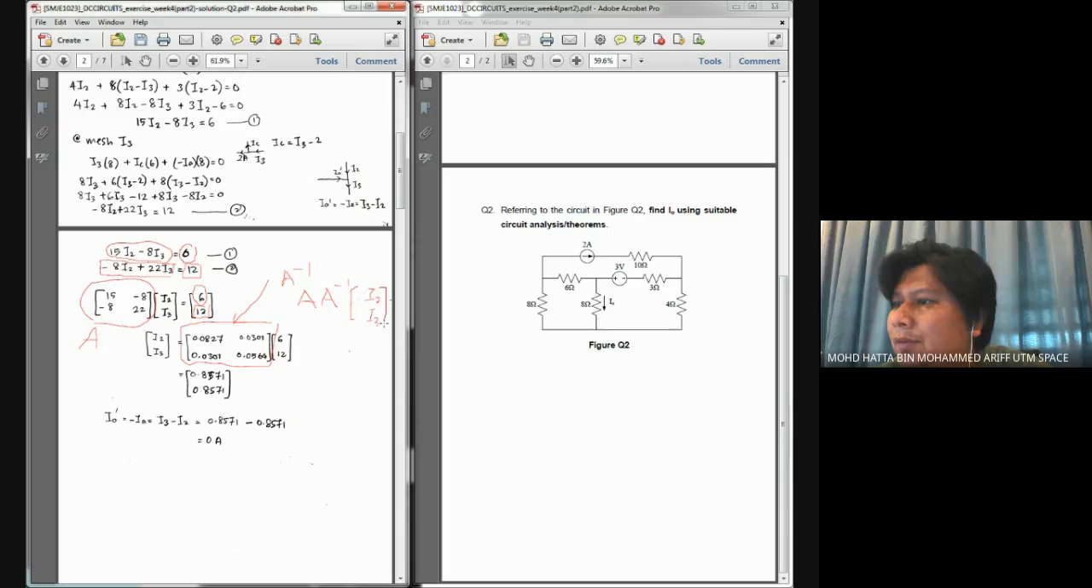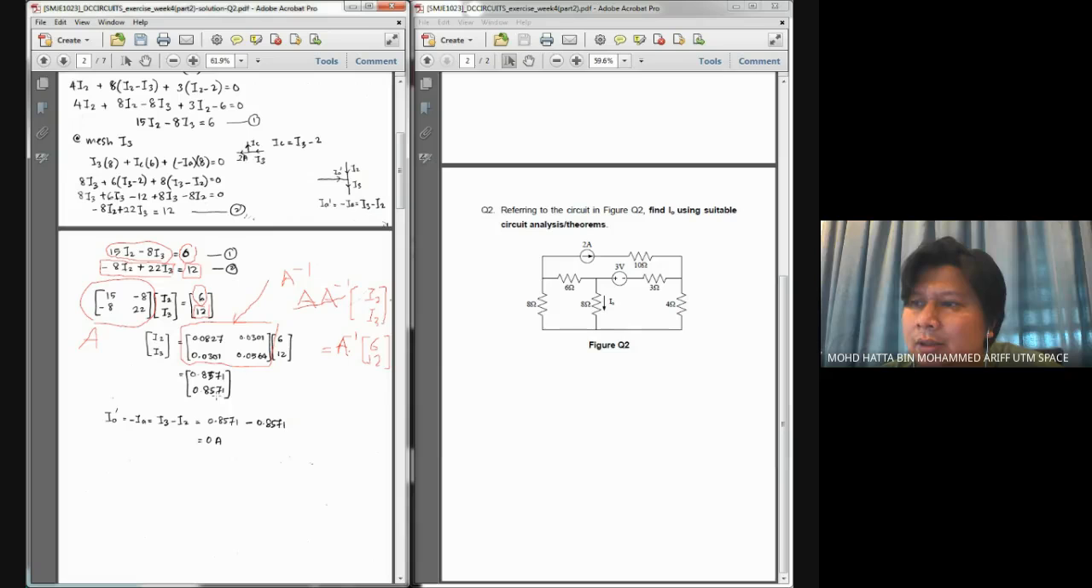Okay, this is the left hand side equals A inverse times, I should write it down here, 6, and this is 12. Okay, these two elements will result as the identity matrix. So what we are left with is I2, I3 equal to this calculation.